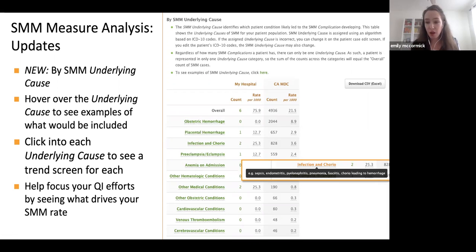One distinction here that I want to call out, like I mentioned, a patient can have several different SMM complications. So they may show up in several different categories on the top table in the measure analysis section, but they can only have one underlying cause. So they will only be reflected in one underlying cause bucket at the bottom of the measure analysis section.